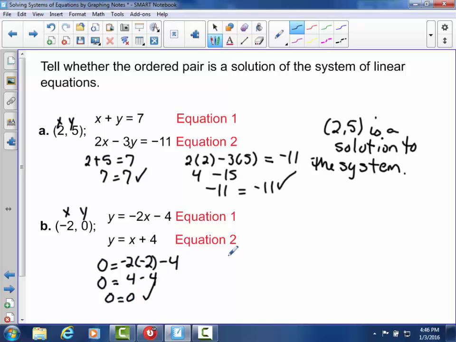Okay, let's try the second one. 0 equals negative 2 plus 4. So 0 equals 2. Well, that's not true. So that means that negative 2, 0 is not a solution to the system.